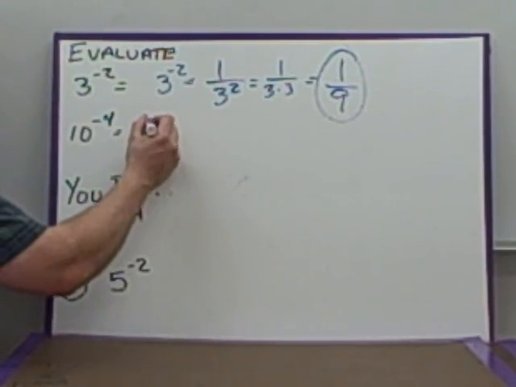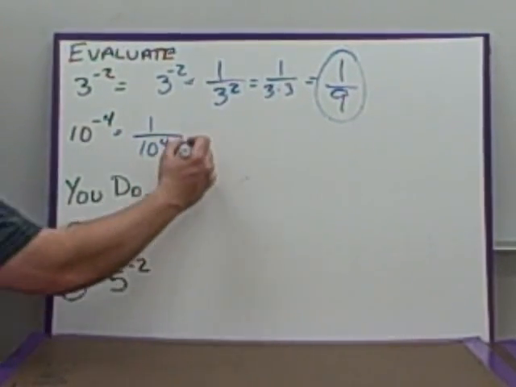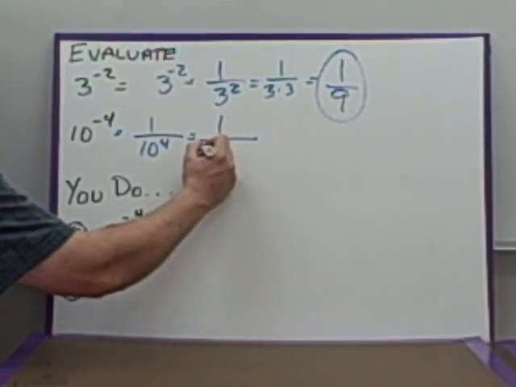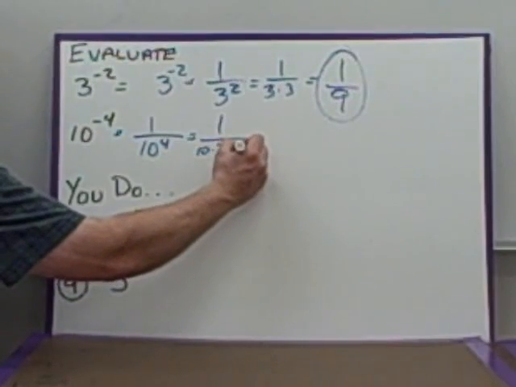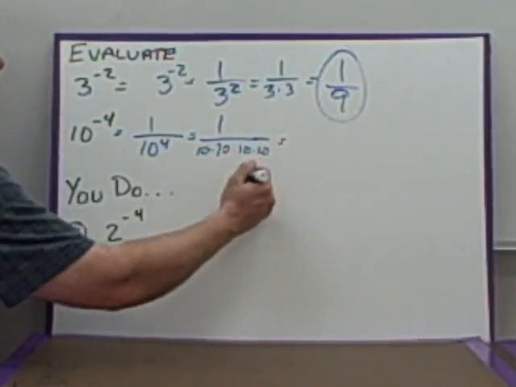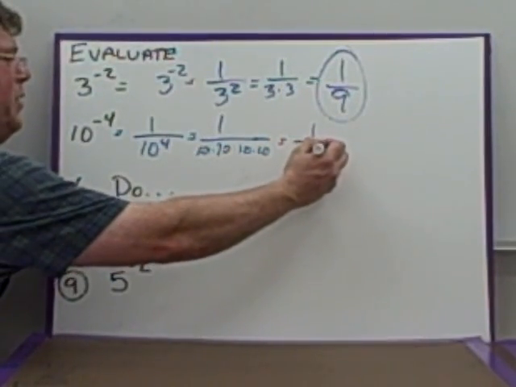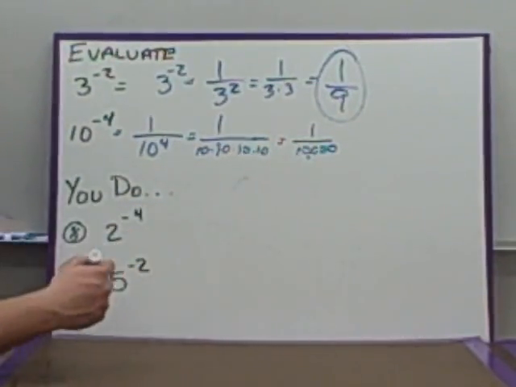10 to the negative 4 would be 1 over 10 to the positive 4, which would be 1 over 10 times 10 times 10 times 10. That's 4 zeros, so it'd be 1 over 1 with 1, 2, 3, 4 zeros. 1 over 10,000.